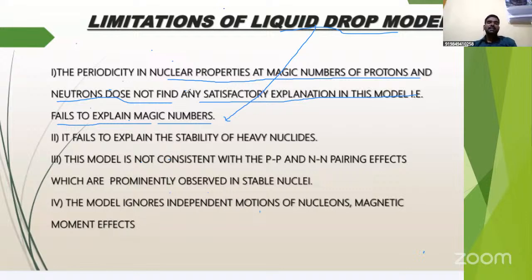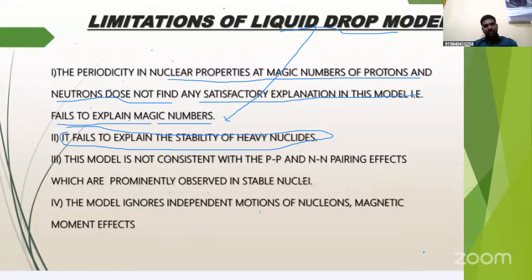It fails to explain the stability of heavy nuclei. It couldn't explain the stability of heavy nuclei. This model is also not consistent with the proton-proton and neutron pairing effects, which are prominently observed in stable nuclei.